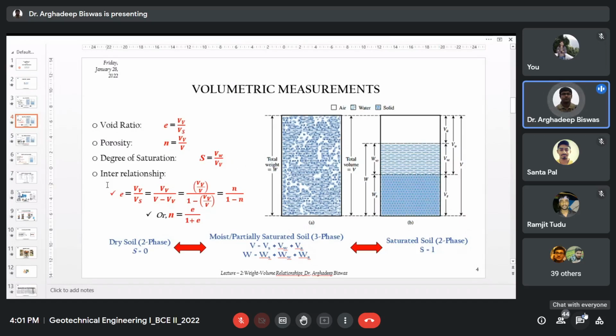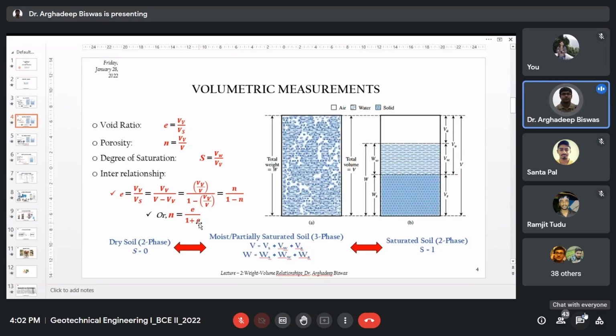Now there are several interrelationships that you can establish with respect to these basic three properties. Like here one thing is done for you: the E, that is the void ratio, is defined as VV by Vs. Now this Vs can be written as V minus VV, that is total volume minus void volume. So Vs is replaced with V minus VV, right? Now you divide numerator and denominator by V, and you will have N divided by 1 minus N. What is N? That is nothing but VV by V, that is porosity. Or in other way you can present it as N equal to E by 1 plus E.